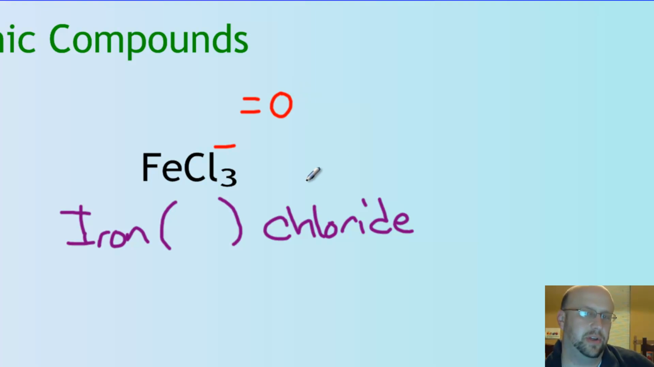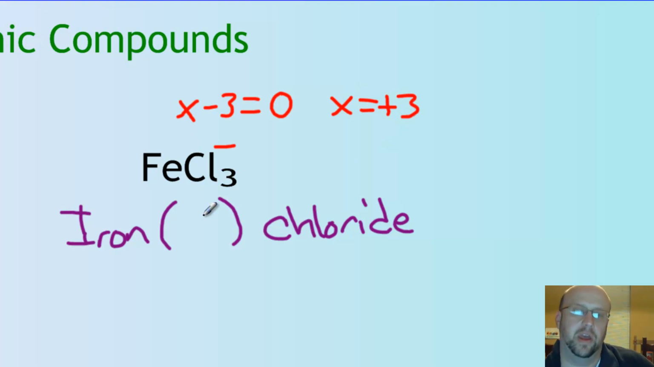That's how we did the crisscross method before. So 3 times -1 gives me a -3. I've got 1 iron, so that leaves me with an algebraic equation of x minus 3 equals 0. That means x equals +3, and so the charge on the iron is +3. And so we come down here to our parentheses and we write Roman numeral 3.